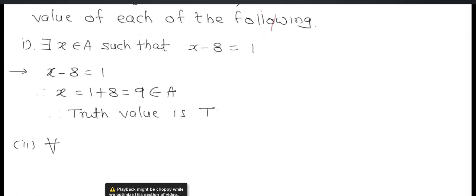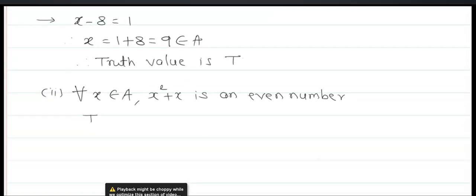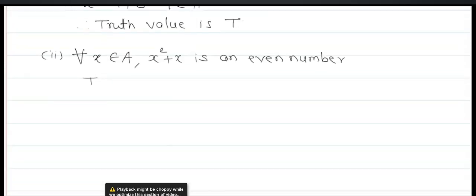Next, second: for every x belongs to A, x square plus x is an even number. Yes, if we try all the numbers 3, 5, 7, 9, 11, 12, the square of the number plus the number, all are even. Therefore its truth value is T.